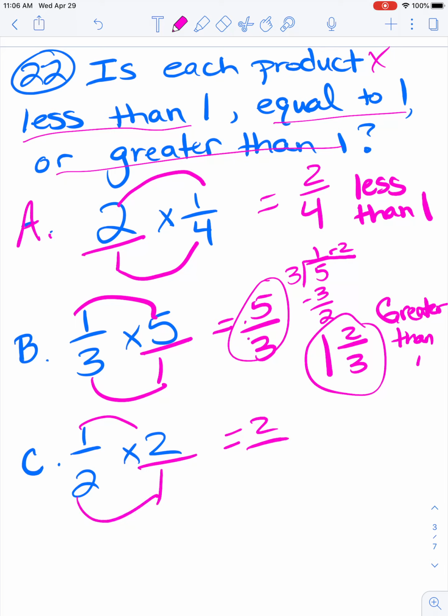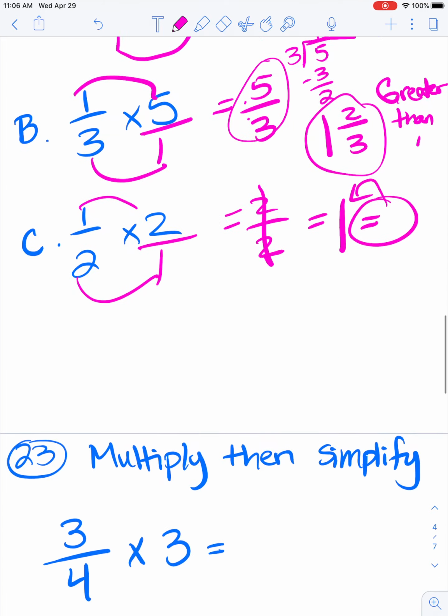Here I'm going to put my whole number over 1. 2 times 1 is 2. 2 times 1 is 2. 2 halves, 1 whole. So it is equal to 1 whole.